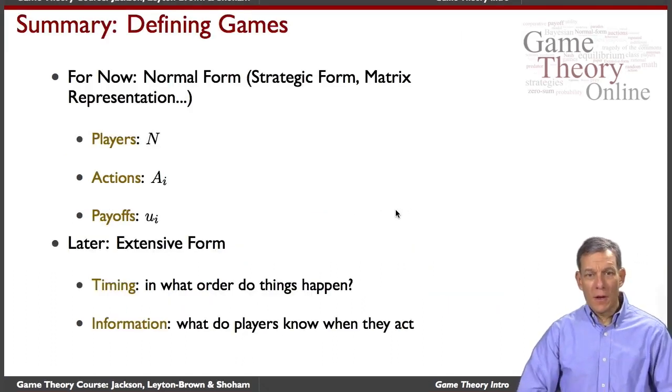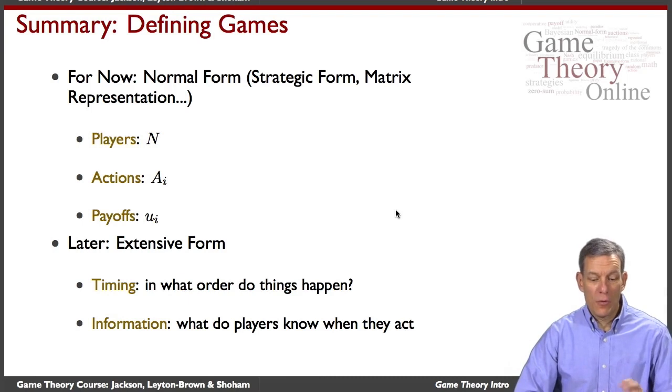Okay, so in summary, in defining games, we have two different forms, the normal form and the extensive form. For now, we're starting with the normal form, whose critical ingredients are players, actions, and payoffs. Later, when we get to the extensive form, that's going to bring in timing, information, and so forth. So these are extra things that will account for more detailed representations of the strategic interaction by players.